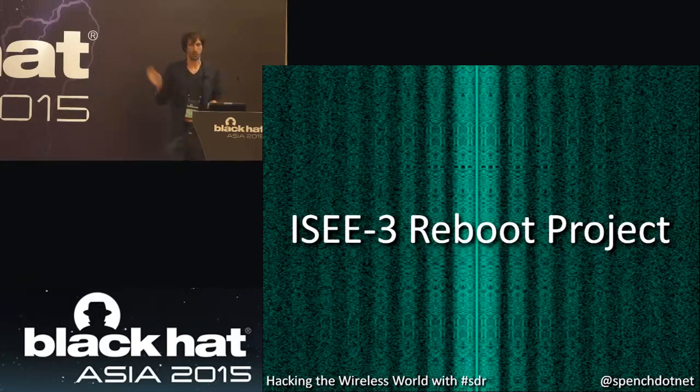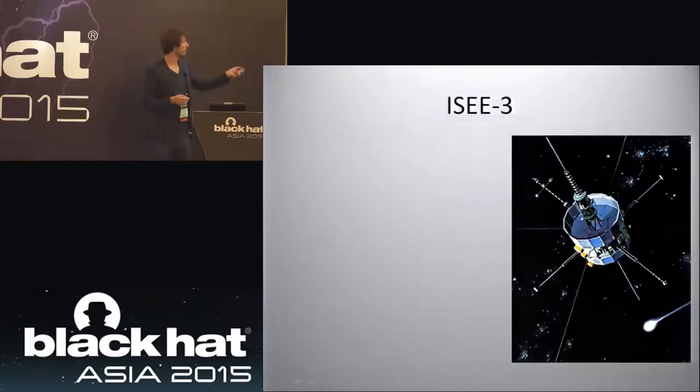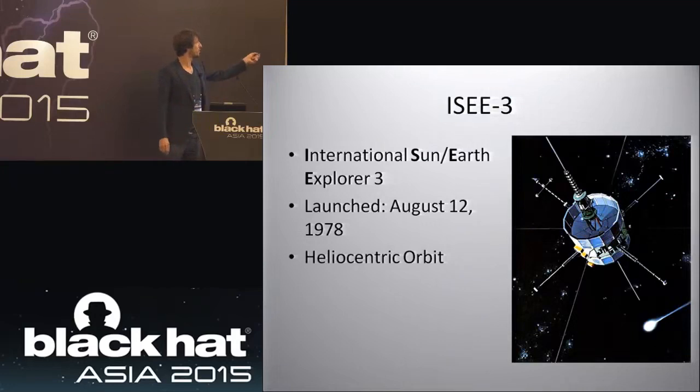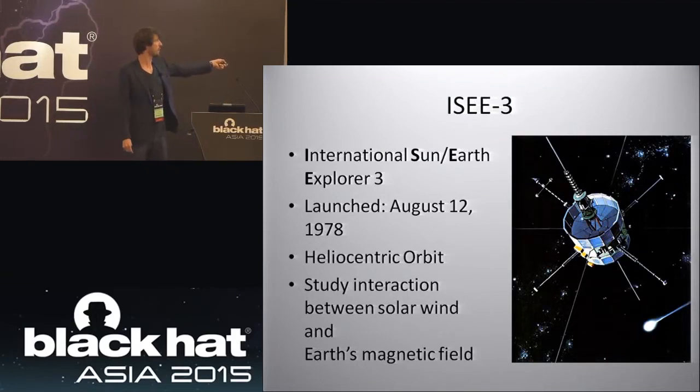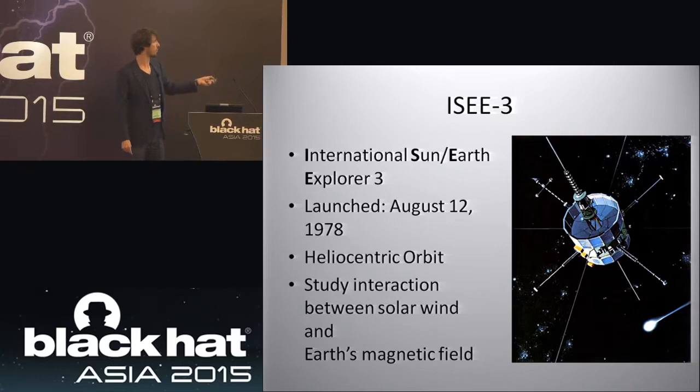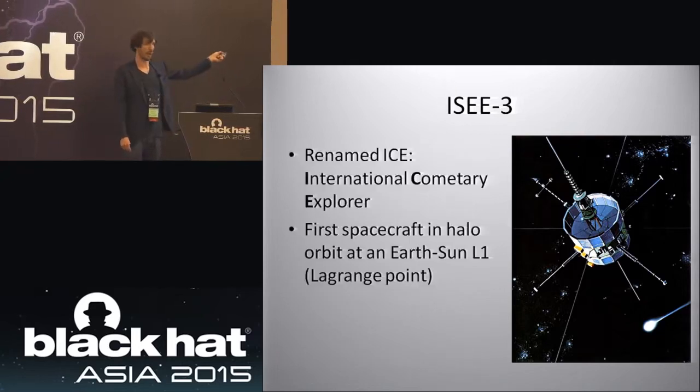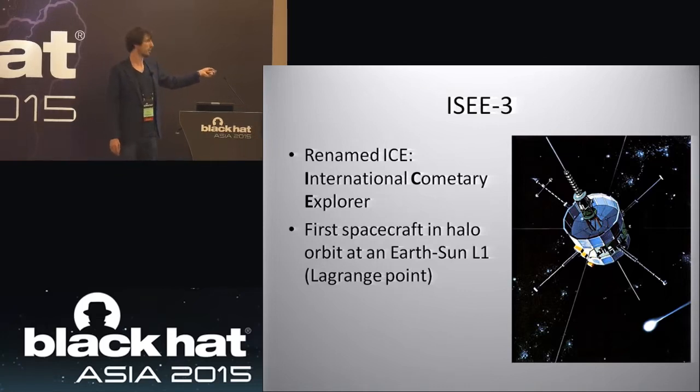Now, this is a bit of a change in pace. 30 years ago, NASA launched this space probe, ISEE-3, and it was put into a heliocentric orbit at one stage, and it was originally designed to study the interaction between the solar wind and Earth's magnetic field. This is in 1978, International Sun-Earth Explorer 3. And it was renamed later ICE, and it was the first spacecraft to go into the Earth-Sun L1 Lagrange point.